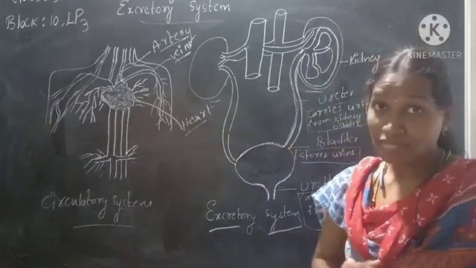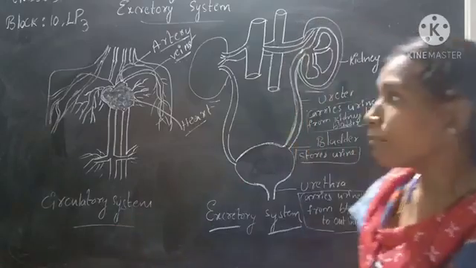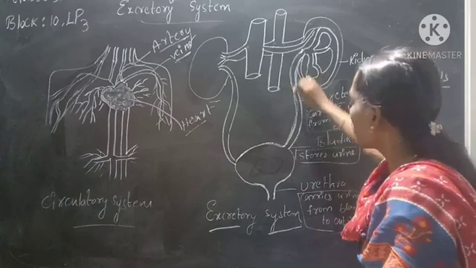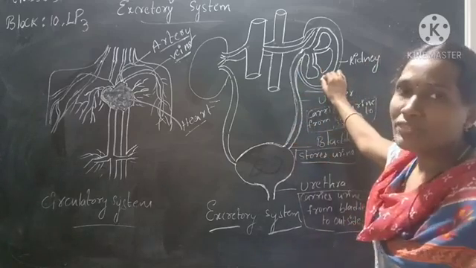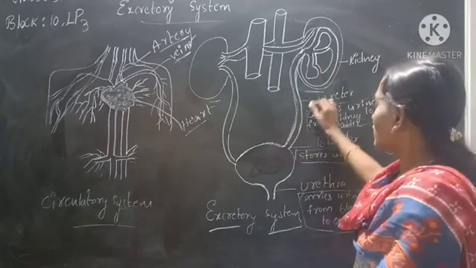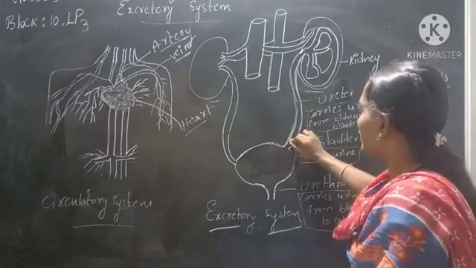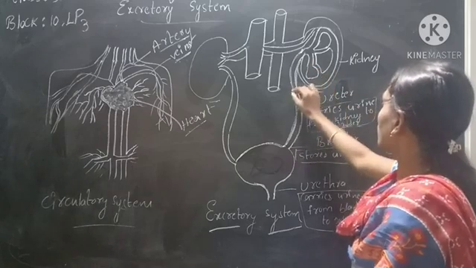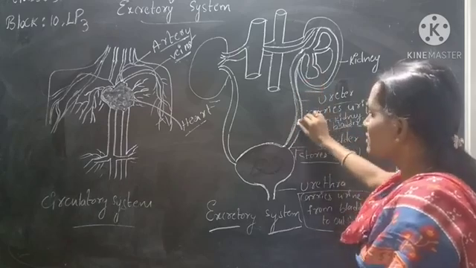And the kidneys send the urine through the ureter. Here you can see the ureter, a long pipe-like structure. The ureter is connected to the bladder. This is the bladder and this is the ureter. What does the ureter do? The ureter carries urine from the kidneys to the bladder.